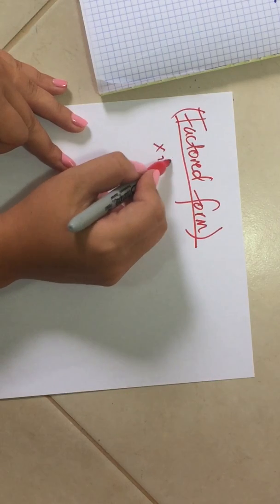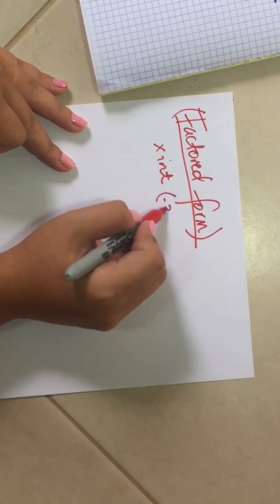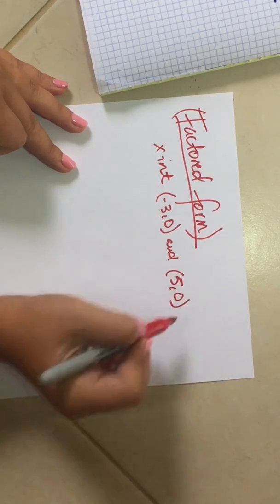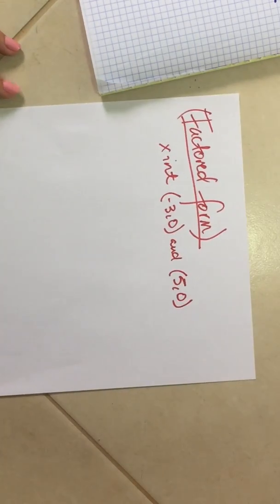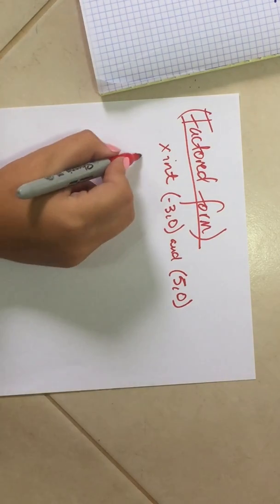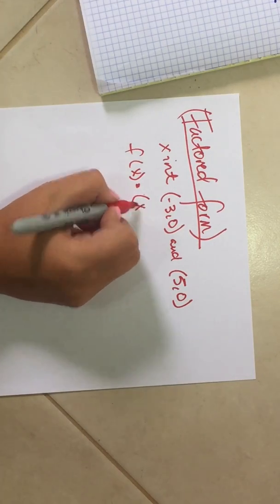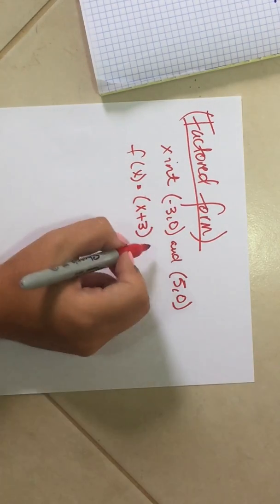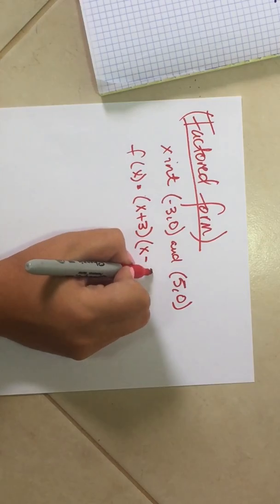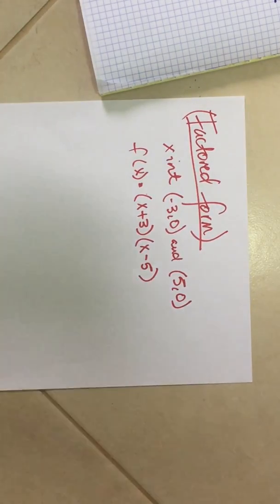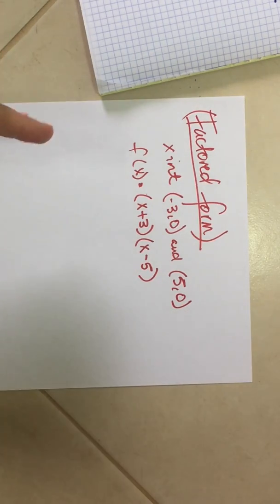So our x-intercepts are (-3, 0) and (5, 0). So let's put that into the factored form, which is f of x equals (x plus 3)(x minus 5). Okay, so we already know how to do that from our previous video. So here's our quadratic function.